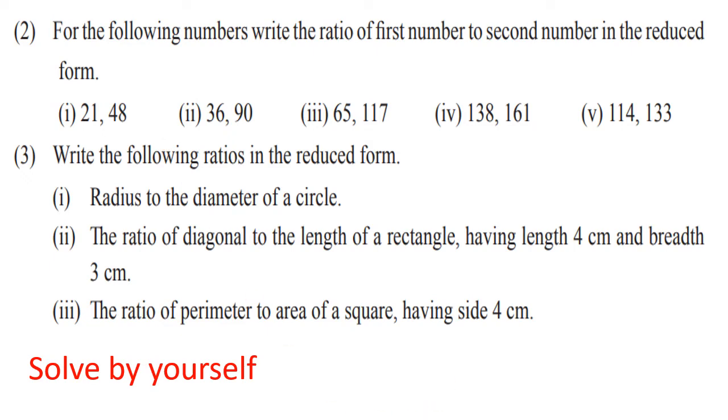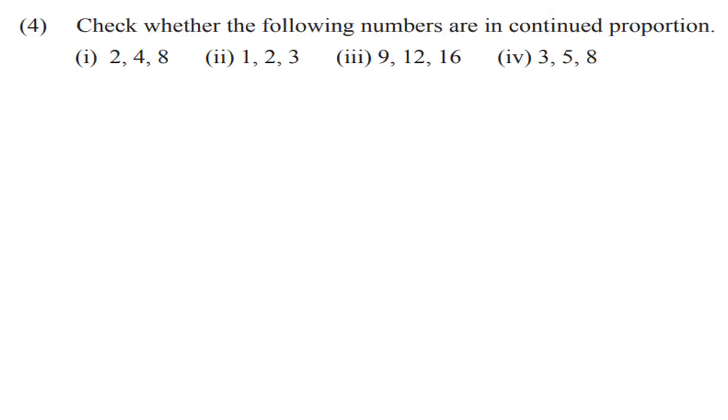Okay. Now let's go ahead. Question number 4. Now question number 4 is different. Check whether the following numbers are in continued proportion. So here there are 4 sub questions given. Out of that 2 I am solving for you. Remaining 2, that means 3 and 4, you will solve as homework. So take a note of this. Tick mark these 2 questions as homework. So let's start with the first one.